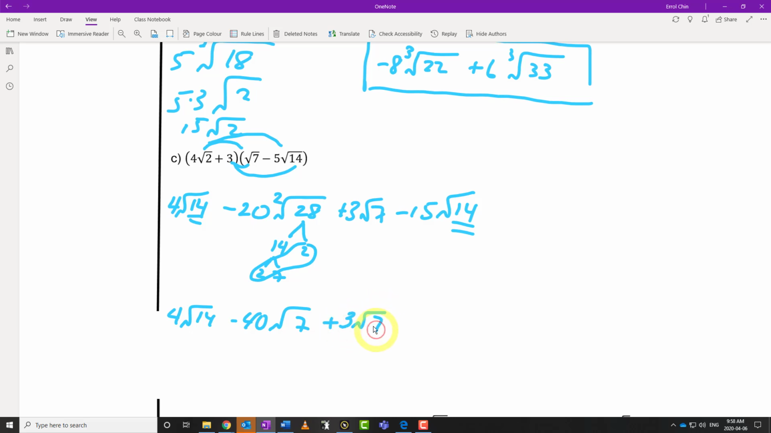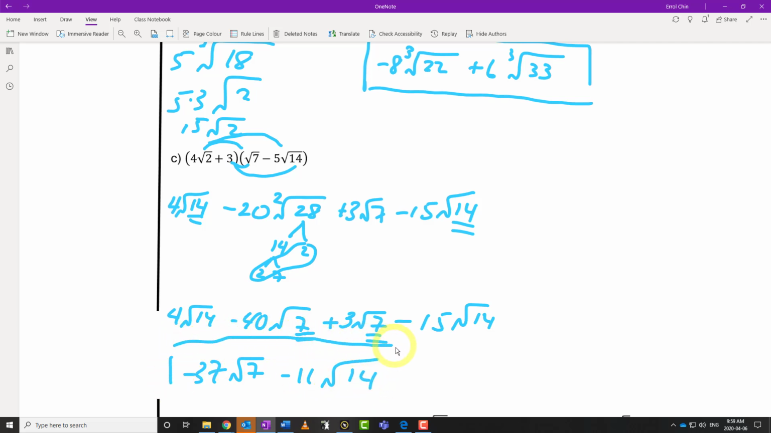plus 3 root 7 minus 15 root 14. Now these, because we have the same radicals with the same index, we can combine these two terms together. So this is negative 40 plus 3. That becomes negative 37 root 7. And then 4 root 14 minus 15 root 14, that becomes negative 11 root 14. And then we're going to put a box around that.